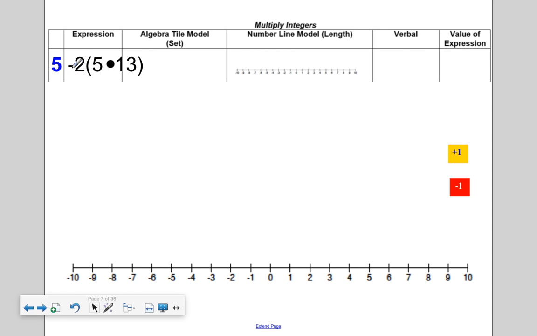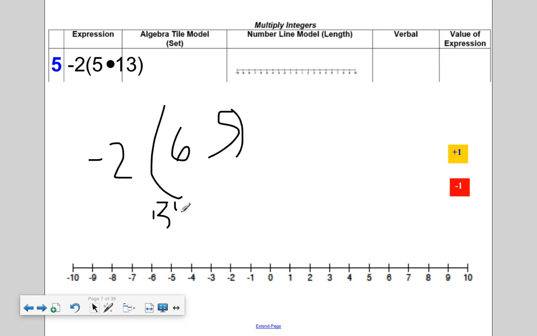And let's try this one. So in order of operations, we do the parentheses first. What's 5 times 13? 65. So it's saying, what's the opposite of 2 groups of 65? First group 65, second group is 65, this would be 130. So the opposite of 130 is -130. Again, when the signs are different, it's negative.